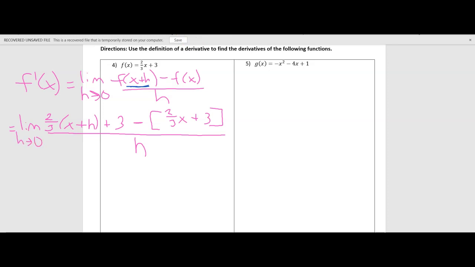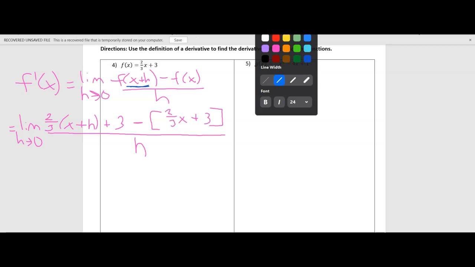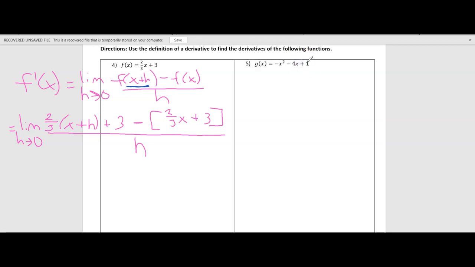So we're actually going to be using some limit rules or limit properties as we try to simplify this expression. Now, if you were to substitute in 0, that would be our direct substitution as the first step in the limit process. I'm going to do this once, and then I'm not going to do it for the rest of the problems because it works out the same way for every other problem. So if I substitute in 0 for h, I get 2/3 x plus 0, which is x, plus 3, minus 2/3 x minus 3 over 0.